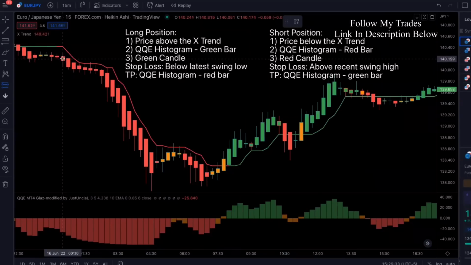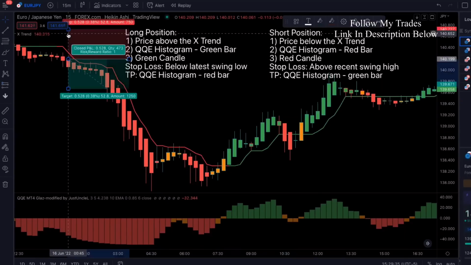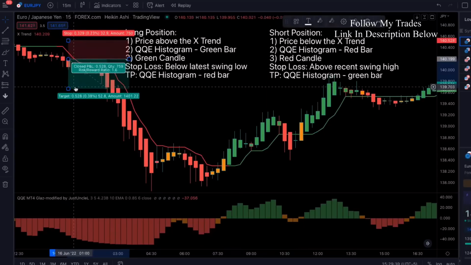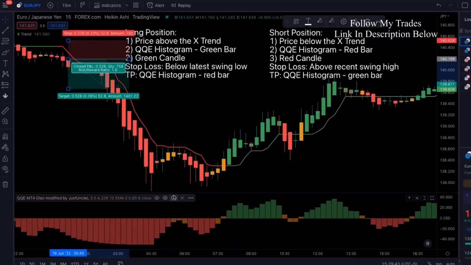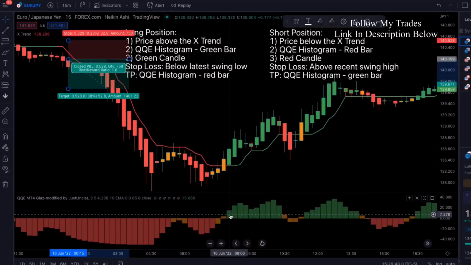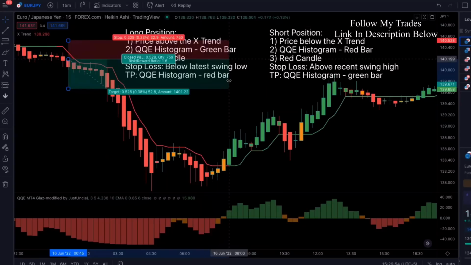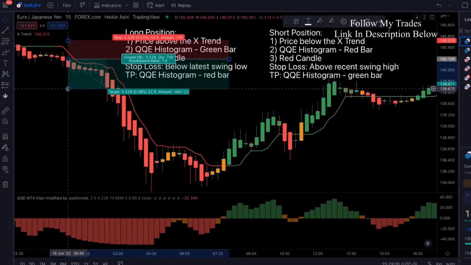You want to wait for that candle to close. You get in right here in the middle. You can put the stop loss right above the swing high because it's a short position, and you're gonna stay in this trade until the QQE histogram bar shows green. So let's take this all the way up to here, right? And that's where you would get out.